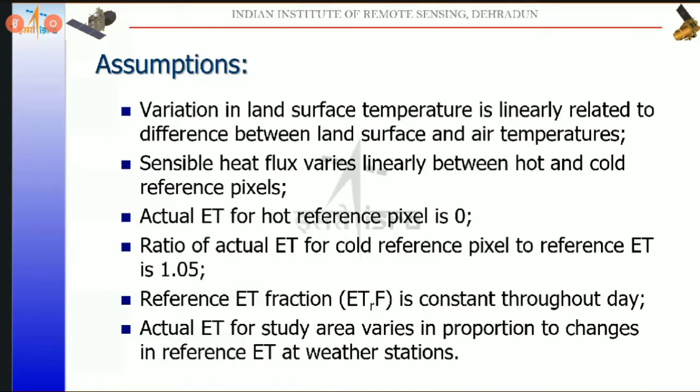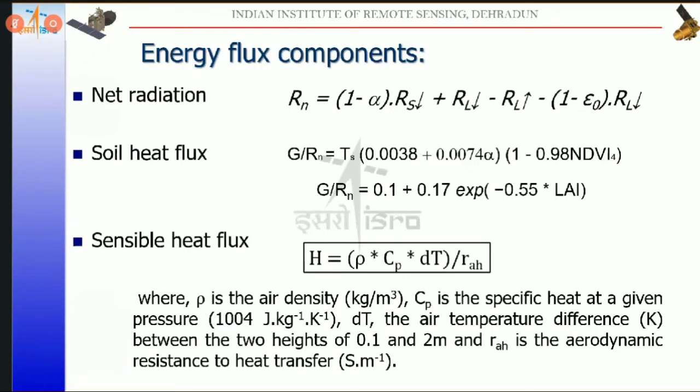And the last and important point: the actual evapotranspiration for the study area varies in proportion to changes in the reference evapotranspiration at the weather station. If your crop area increases to more than 50 by 50 km, or 100 by 100 km, you have to use more weather stations to generate the reference evapotranspiration and extrapolate the data sets for the complete area. So these are the few assumptions that you have to make when you use the METRIC model.